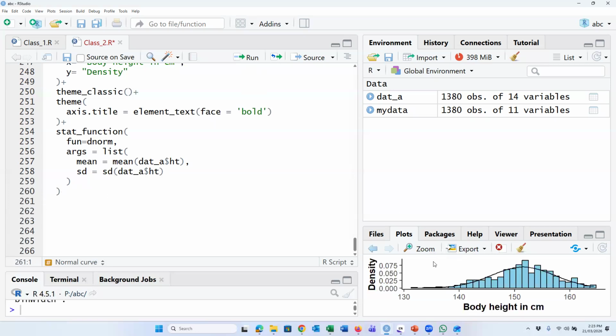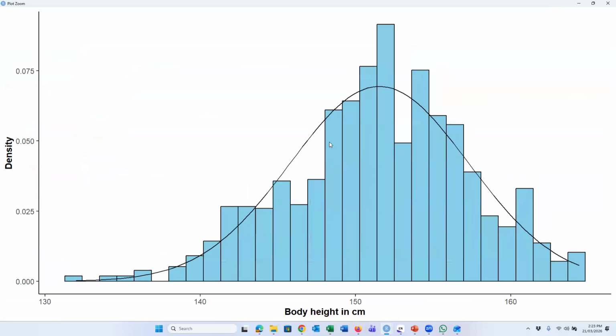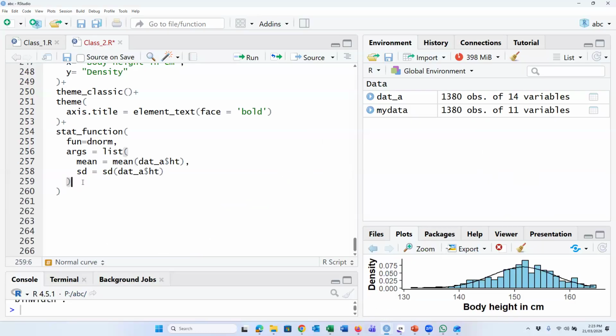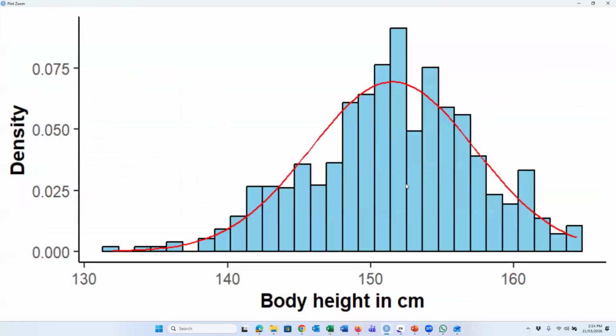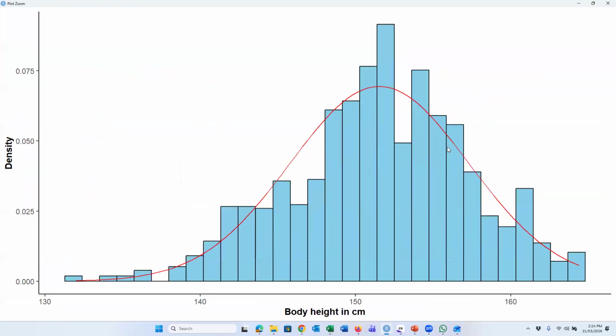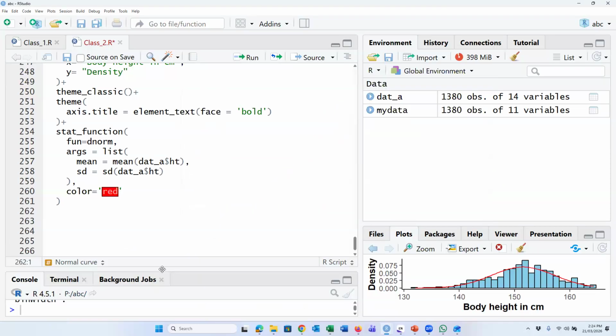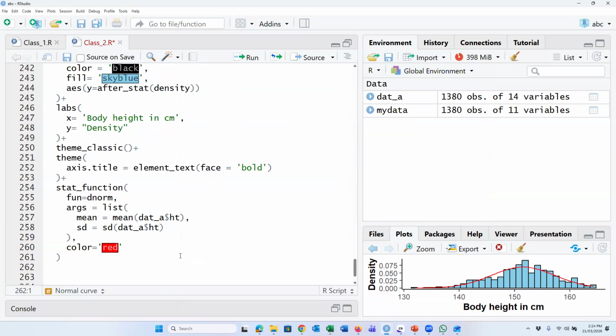Yeah, this is our normal curve. So we can change the color. Color is equal to red. Yes, this is our normal curve. Using the normal curve, we can assess whether the distribution of the data is normal or not. This is bell shape, so we can say that it is normally distributed. Okay, so please write the syntax.